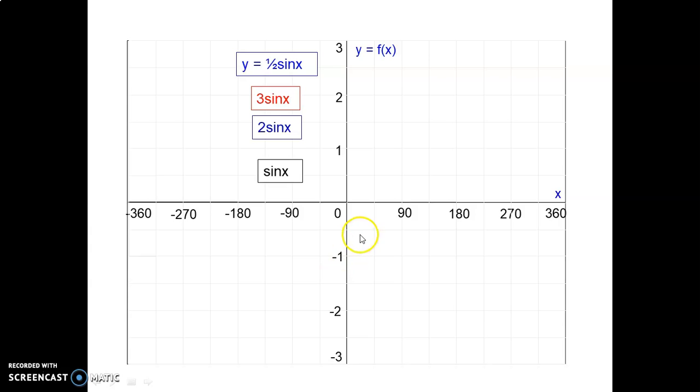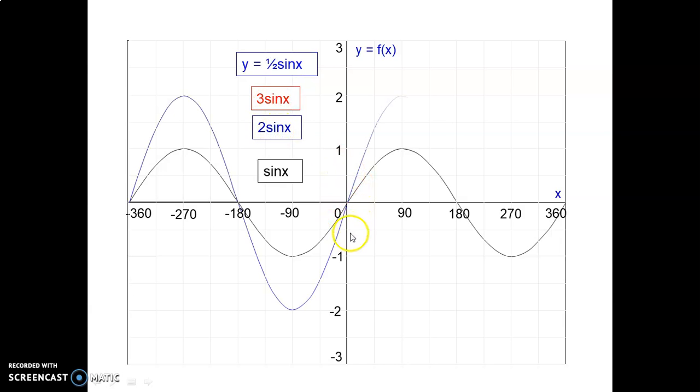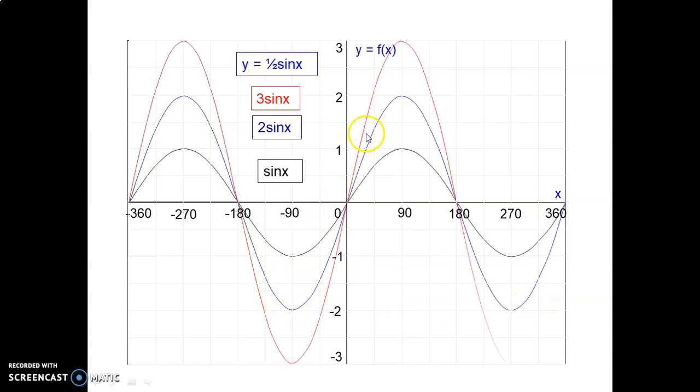Let's see some graphs like that compared. So here's a regular sine graph. 2 sine x is going to mean stretched to be twice as high, so there's 2 sine x. 3 sine x is stretched to be 3 times as high. There it is. So now the amplitude is 3 here, and then we see it also here, -3.